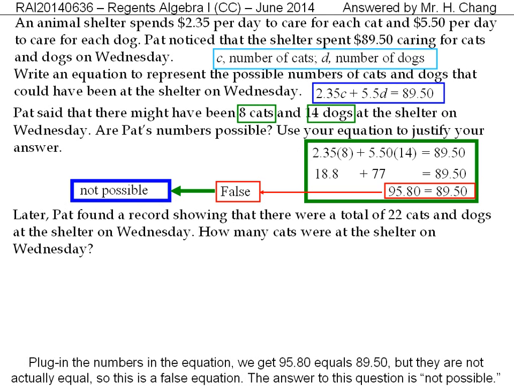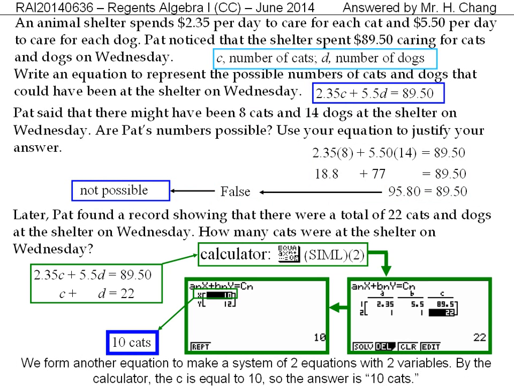Plug in the numbers in the equation. We get 95.80 equals 89.50. But they are not actually equal. So this is a false equation. The answer to this question is not possible. We form another equation to make a system of two equations with two variables. By the calculator, C is equal to 10, so the answer is 10 cats.